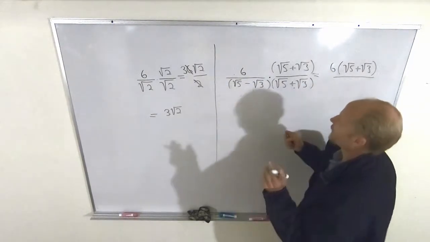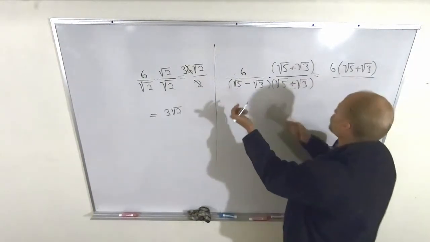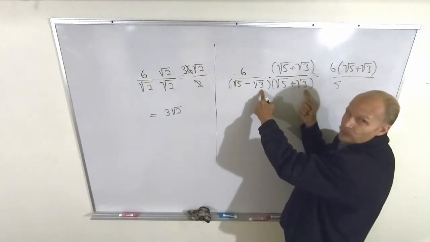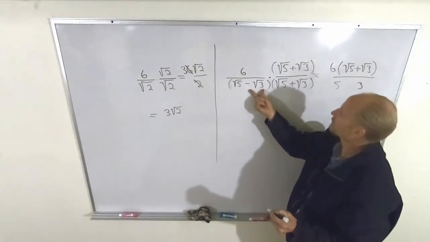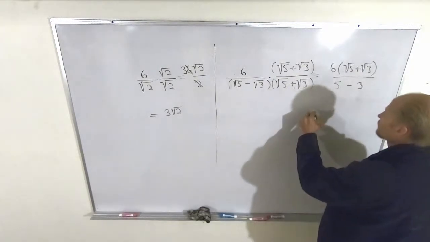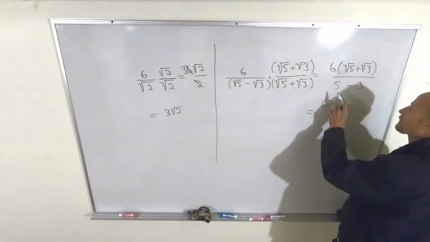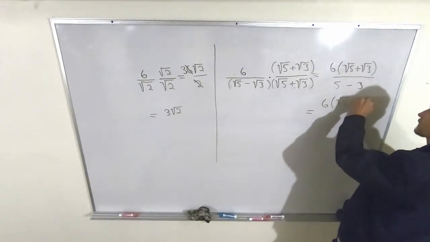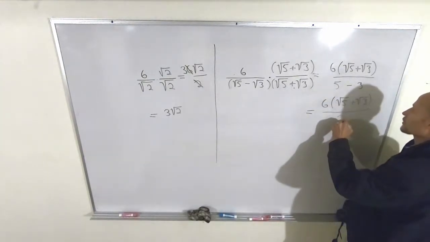Here we go. So I can do first times first, in other words, root 5 times root 5, which is 5. Last times last, root 3 times root 3, which is 3. And of course, I just multiplied a negative by a positive, so I've got a minus 3. All right, next step. Now I've got 6 times the quantity square root of 5 plus the square root of 3 all over 5 minus 3, which happens to be 2.